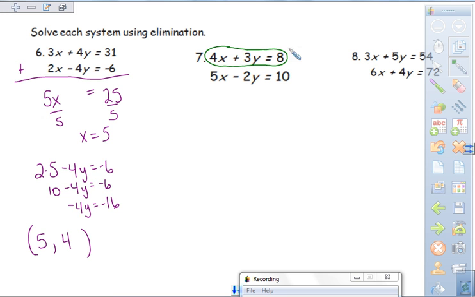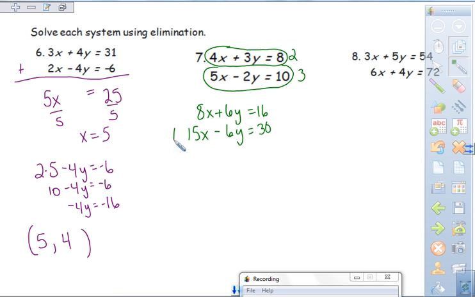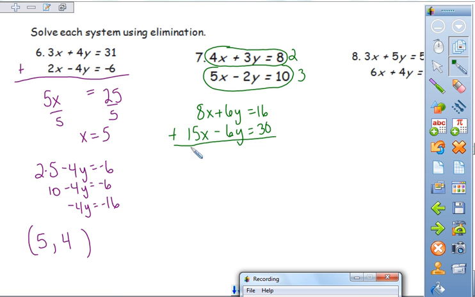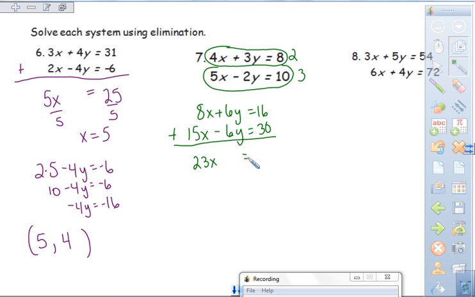one negative. So I'm going to multiply the top equation by 2, and I'm going to multiply the bottom equation by 3. And now I'm going to rewrite them. So my top equation becomes 8x plus 6y equals 16, and the bottom equation becomes 15x minus 6y equals 30. And now I have opposites, so now I can add, and my goal is to eliminate. So 15 and 8 make 23, 6 and -6 make 0, and 16 and 30 make 46.